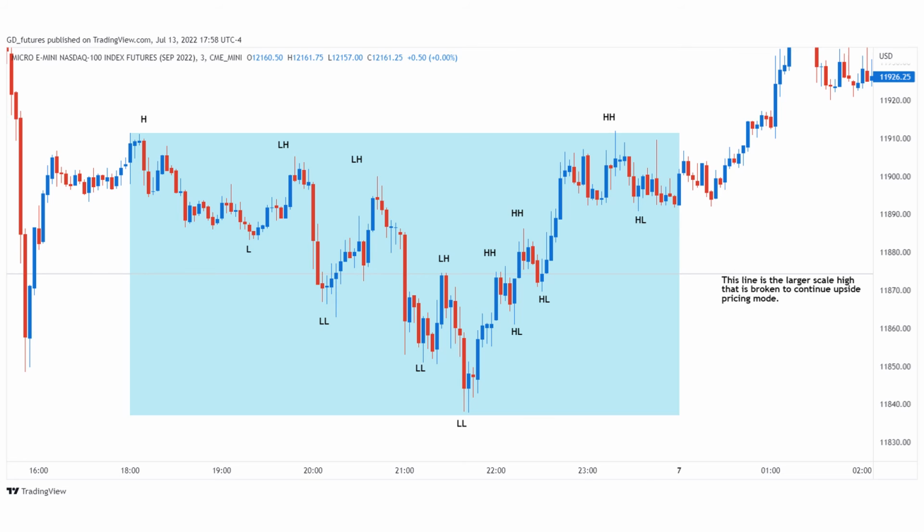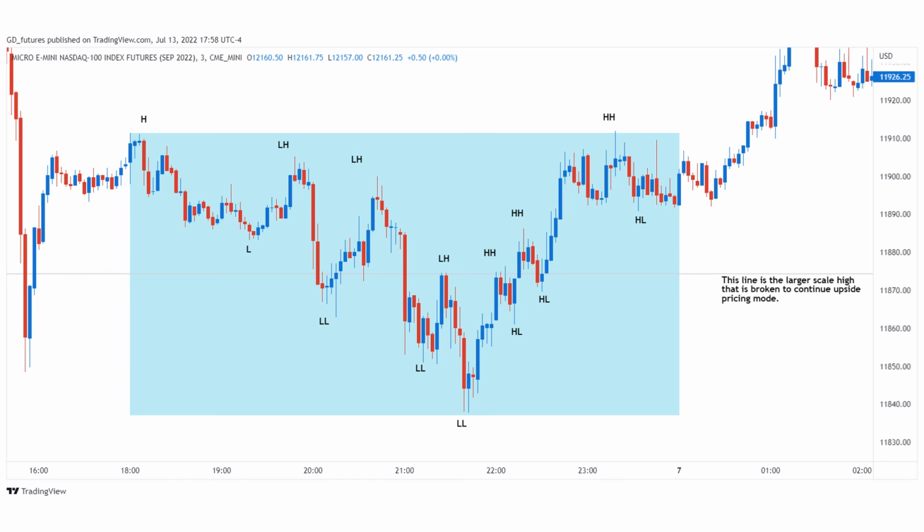Now what happens here? Price breaks a higher high and breaks this lower high that was just created. Now is price going to go up from here? Are we 100% sure? No. How can we be sure?